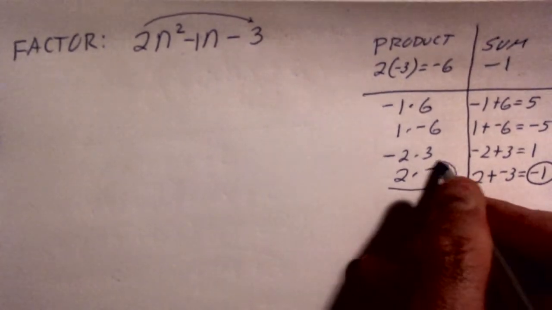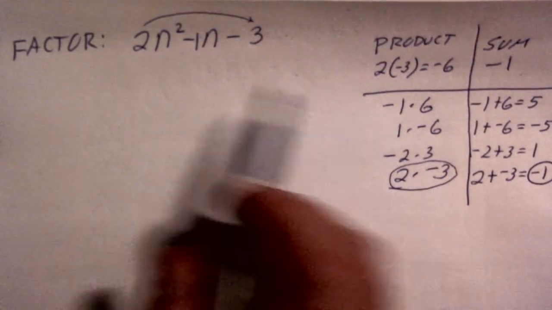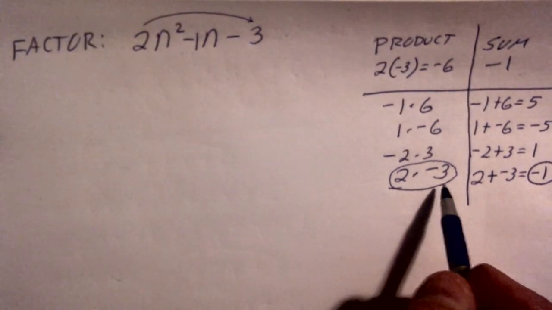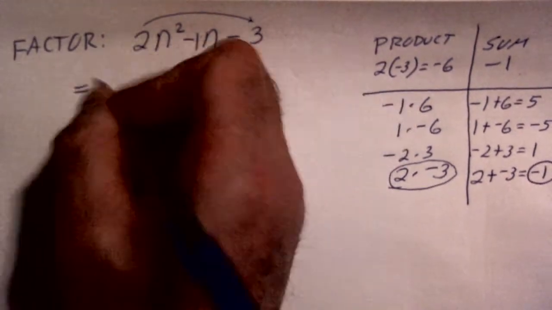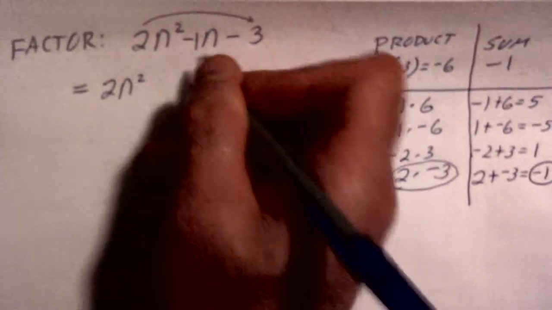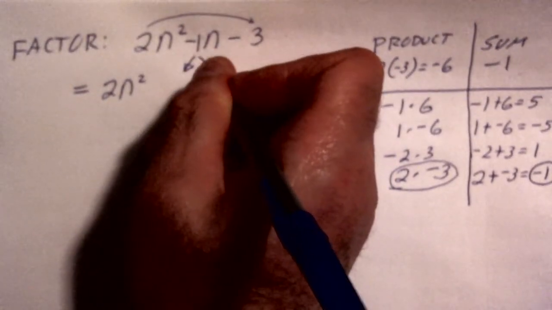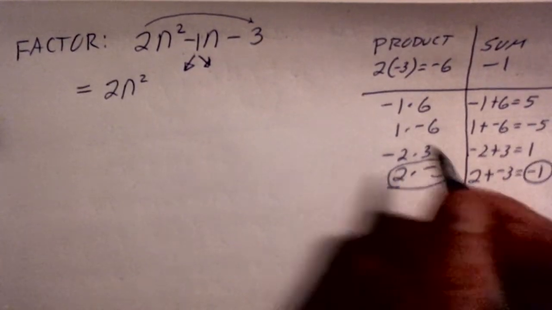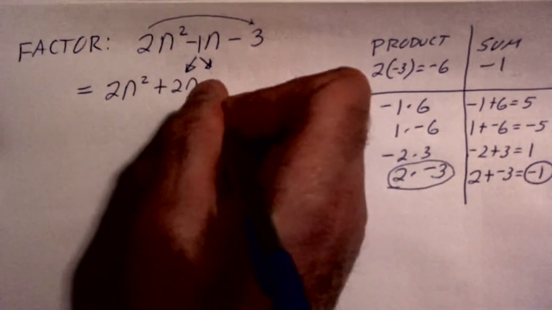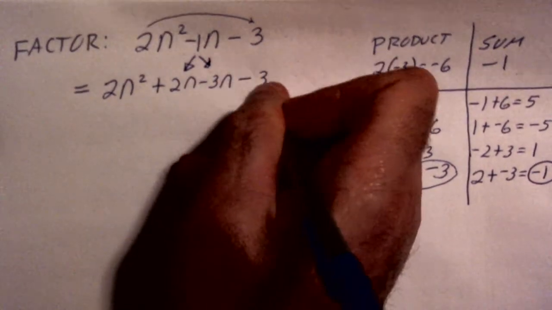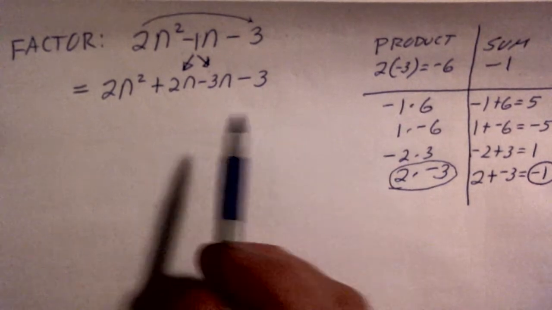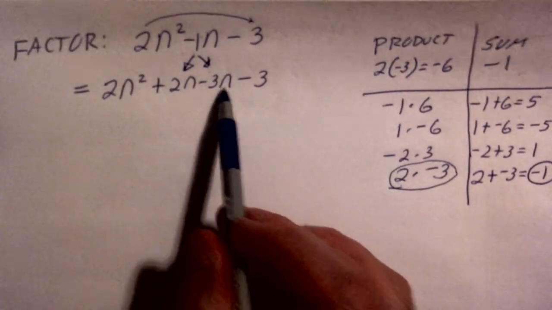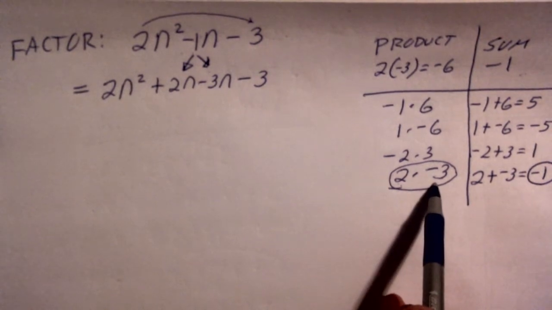Hence, the only factors of negative 6 that sum up to our middle coefficient of negative 1 would be 2 and negative 3. Being the case, we now rewrite this trinomial as an equivalent 4-term polynomial where the middle term gets split up and rewritten into the sum of 2n and negative 3n. Again, the 2n comes from our choice of factor of 2 here, and our minus 3n comes from the choice of the factor of negative 3.